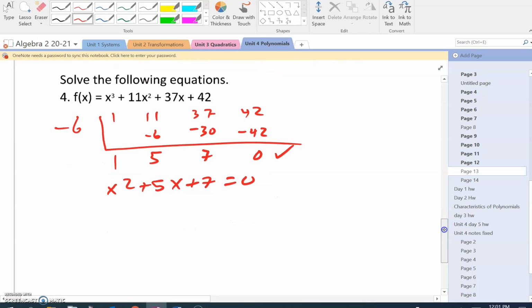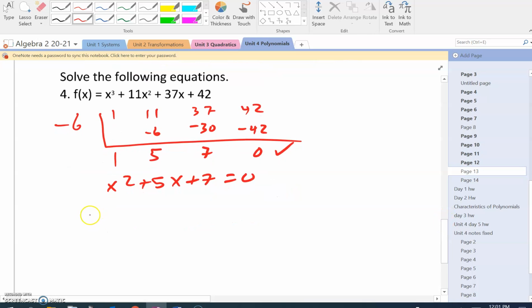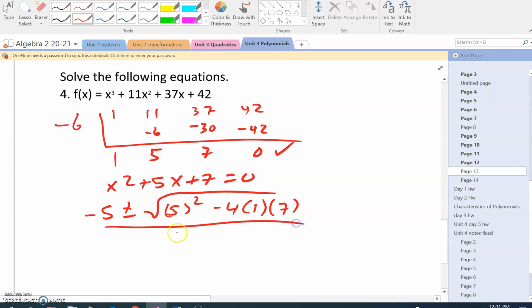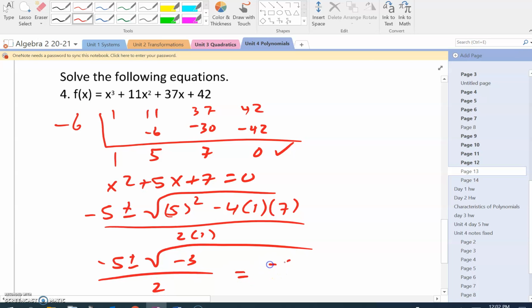Somebody out there loves the quadratic formula because here it comes again. Negative 5 plus or minus the square root of 5 squared minus 4 times 1 times 7, all over 2 times 1. What's that? 25 minus 28, negative 3. So negative 5 plus or minus i radical 3 over 2, and I can't simplify that, so that's my two solutions.